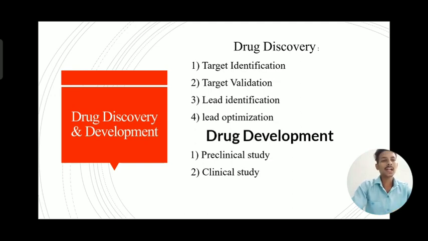Third is lead identification. Lead identification means choosing compounds, 5,000 to 10,000. In this step, we identify the drug that is actually used to cure that disease, and lead compounds. It can be synthesized in the laboratory.